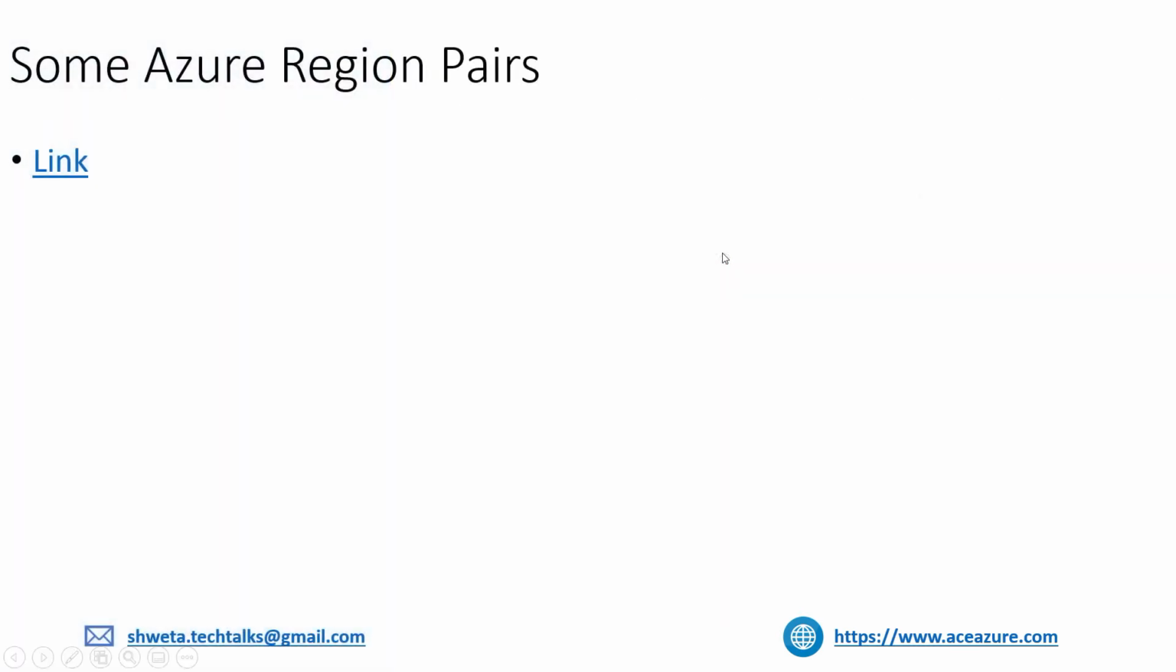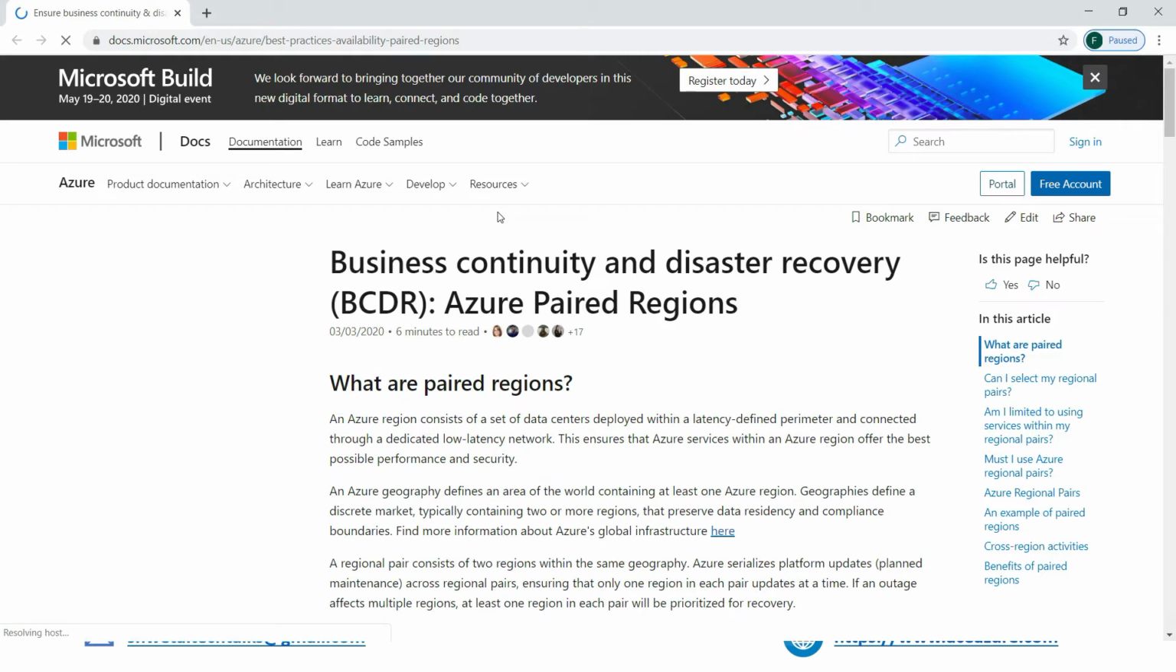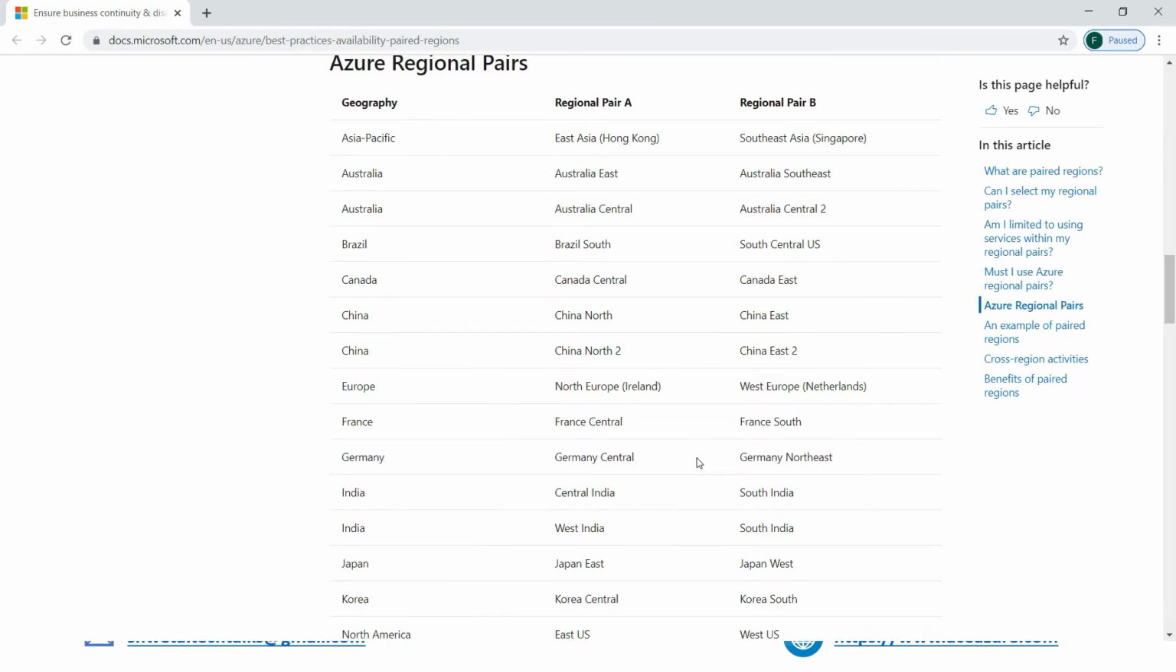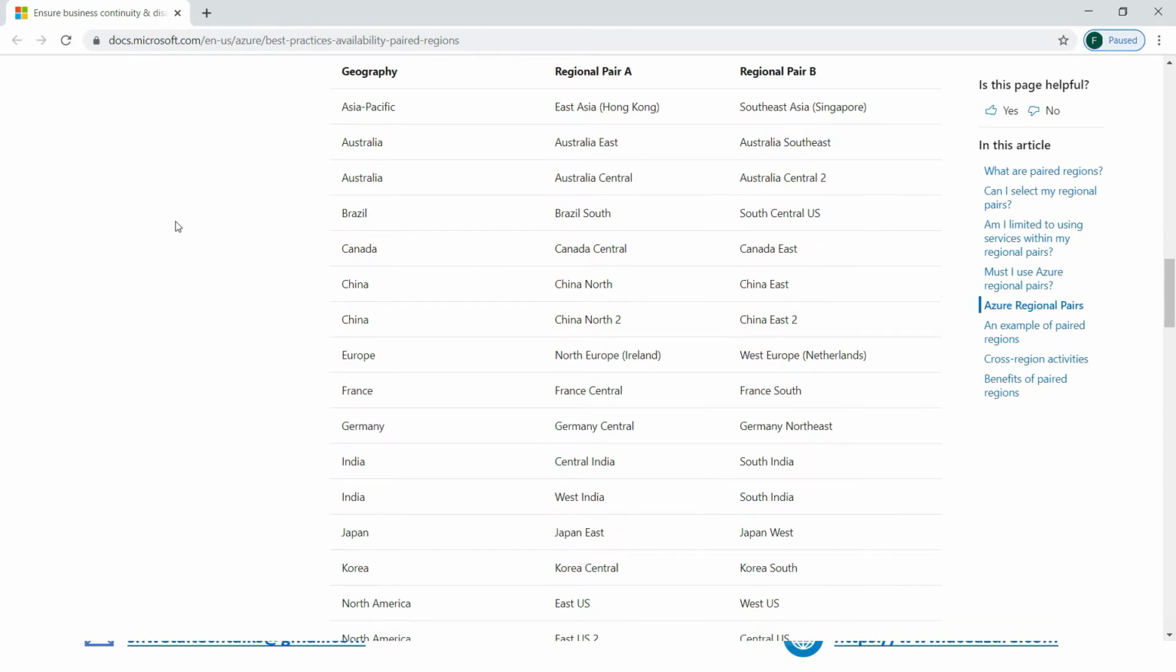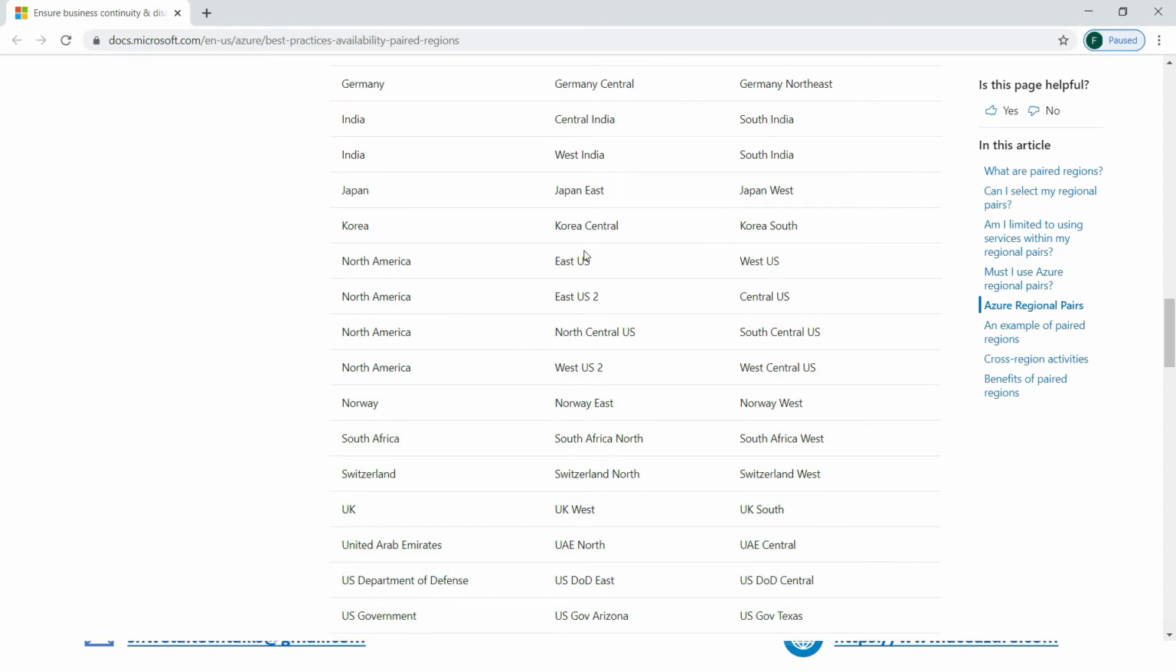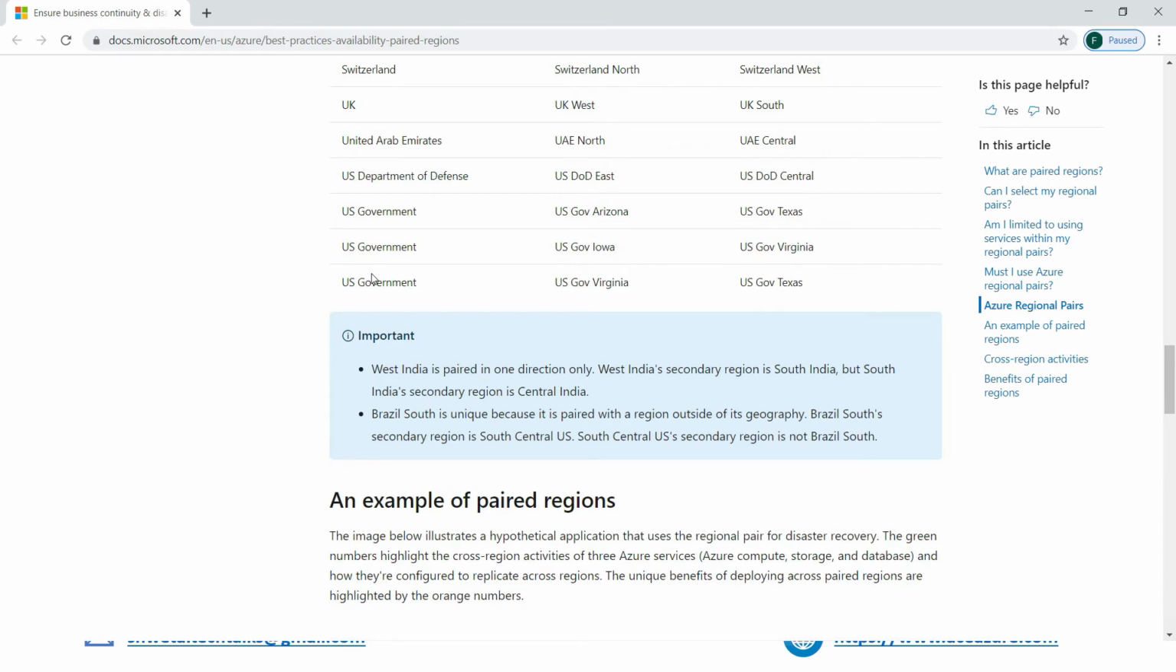You must be wondering what the Azure region pairs are. I have given the link directly from the Microsoft documentation site because this is constantly updated documentation. If you see here, these are the different geographies and this is a region pair. For instance, Australia East and Southeast are region pairs. If you look at the India region, Central India and South India, West India and South India are the region pairs. For the Americas, East US has its region pair in West US, East US 2 has its region pair in Central US, and so on and so forth. So all of these are region pairs.